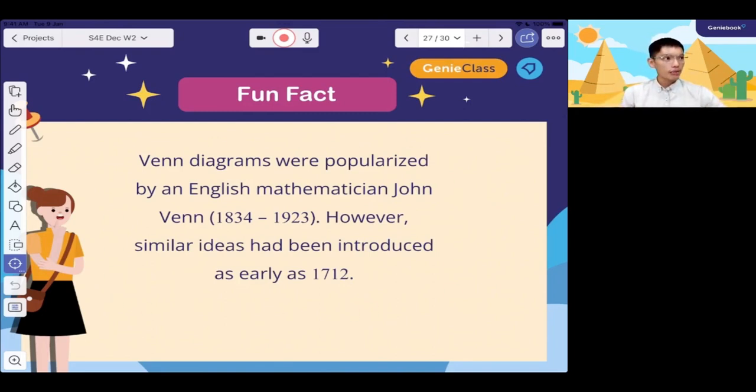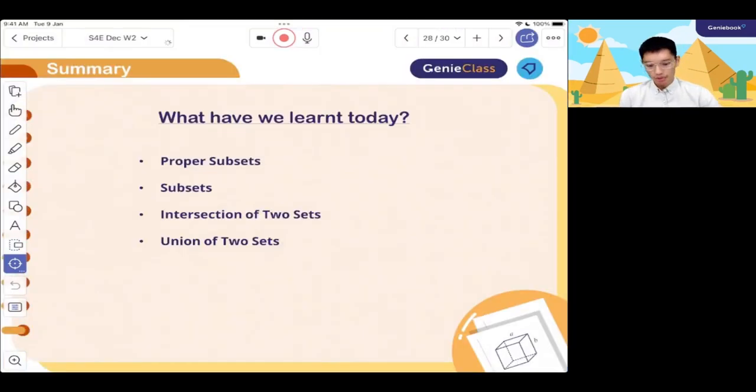And what have we gone through for today? We have known what is a proper subset, what is a subset, intersection, and my union. And how we see these questions can be combined in a particular single question. So that's it for today.